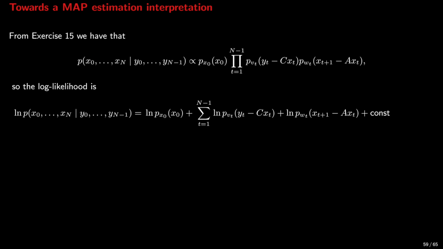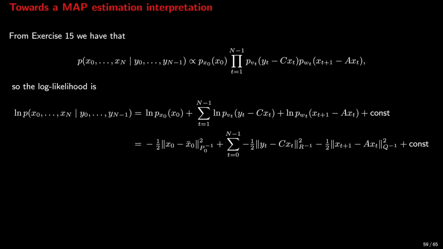By taking a logarithm, we obtain a sum of terms instead of a product. Note that the original conditional PDF is proportional to this expression. Therefore, when we apply the logarithm, we need to include a constant term. Next, we substitute the PDFs of x0, vt, and wt, and we end up with this quadratic expression.